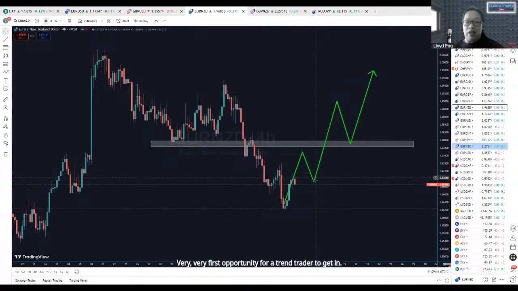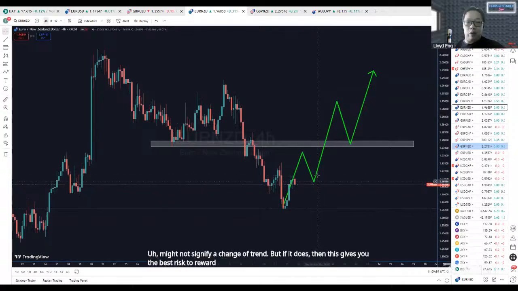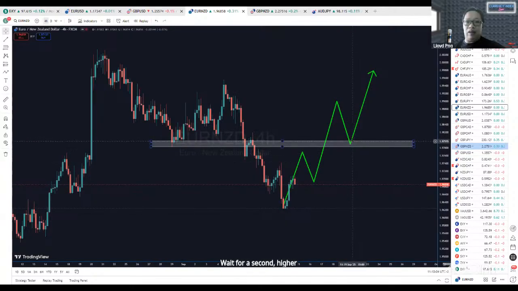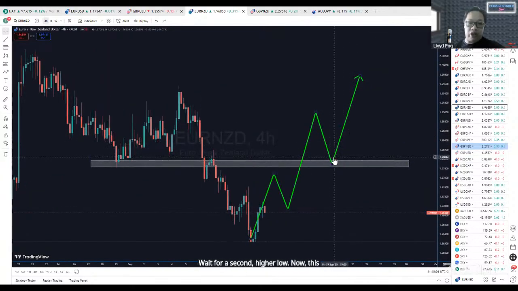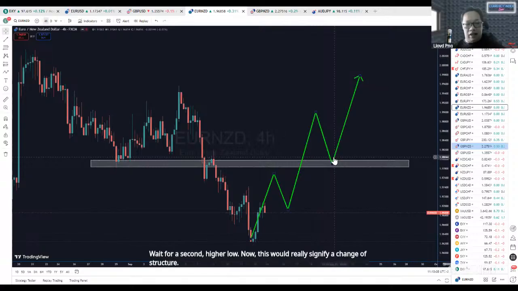For people who trade here, that's me. I would really aim for big risk to reward, because such places might not signify a change of trend. But if it does, then this gives you the best risk to reward. For those of you who are uncomfortable trading here, wait for the second higher low. Now, this would really signify a change of structure. There's a new uptrend going on.